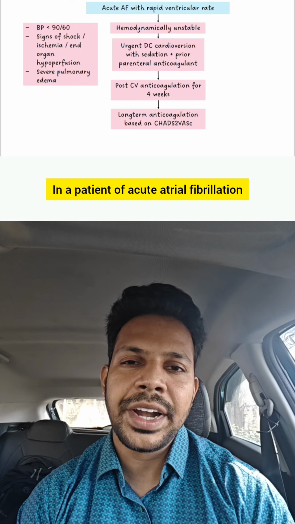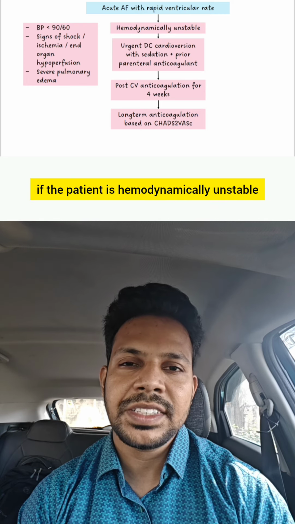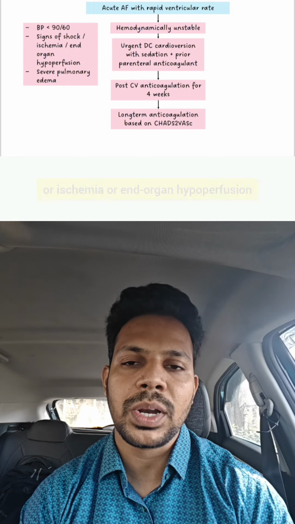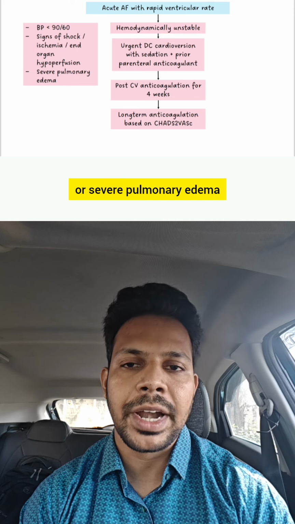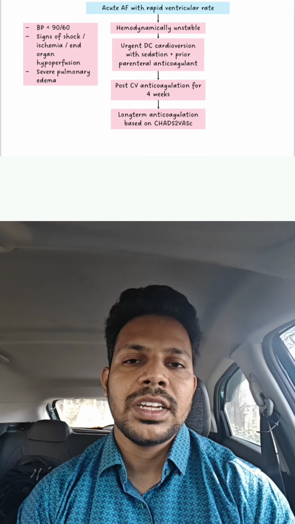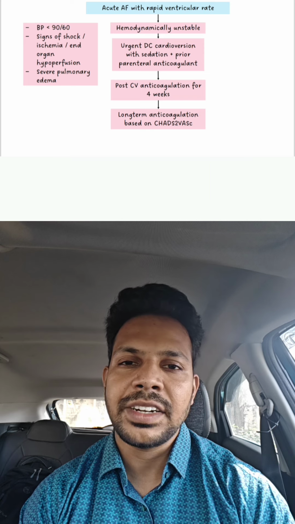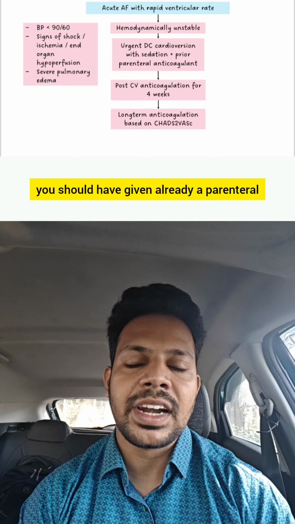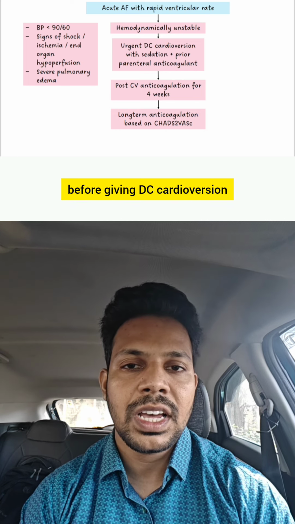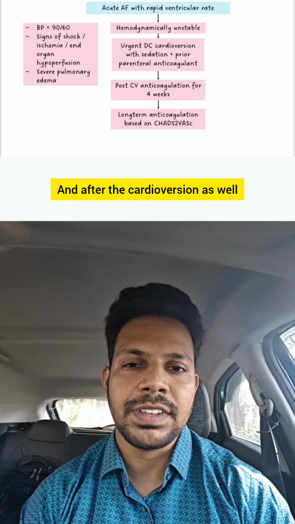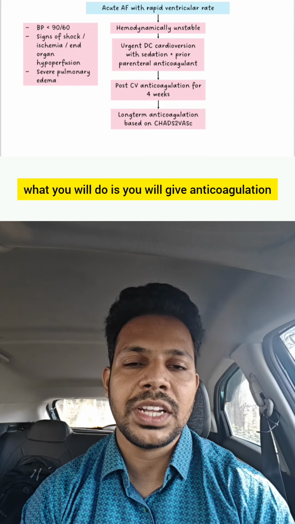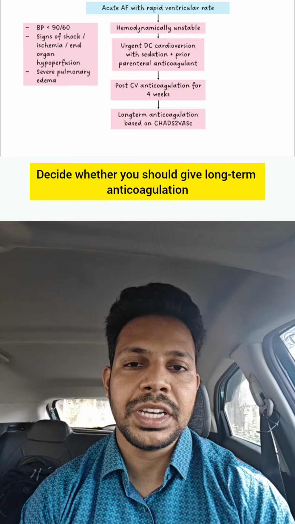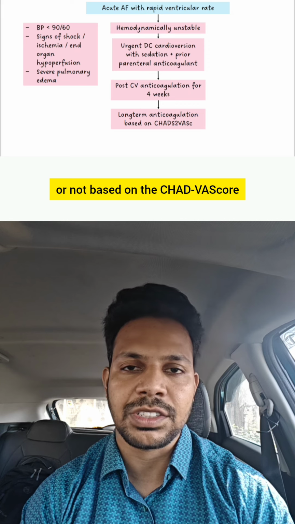In a patient of acute atrial fibrillation with rapid ventricular rate, if the patient is hemodynamically unstable, that is, blood pressure less than 90 by 60, or signs of shock or ischemia or end-organ hypoperfusion, or severe pulmonary edema, any of these if present, you consider that the patient is hemodynamically unstable and do an urgent DC cardioversion with conscious sedation. Along with that, you should have given already a parenteral anticoagulation before giving DC cardioversion. And after the cardioversion as well, you will give anticoagulation for the next 4 weeks. Post 4 weeks, it is time to decide whether you should give long-term anticoagulation or not based on the CHA2DS2-VASc score.